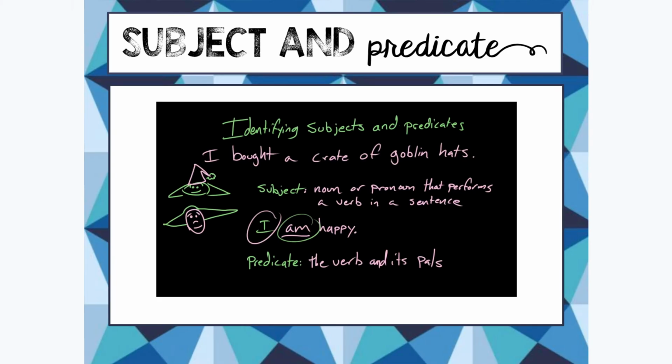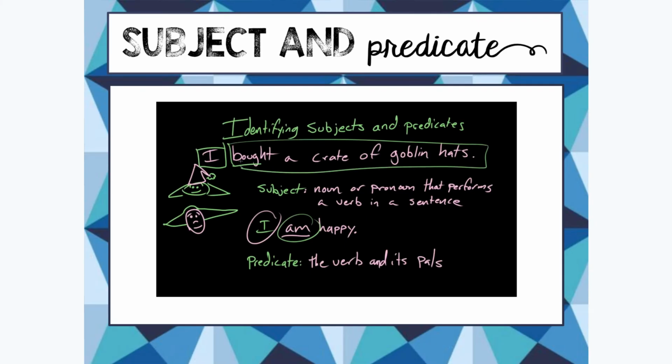So I'm looking for a noun or pronoun that performs a verb in the sentence. Well, I found the verb, and the verb is bought. Who's doing the buying? I am. So our subject is I. And then the predicate is basically everything else, right? So it's bought. What did I buy? A crate of goblin hats.